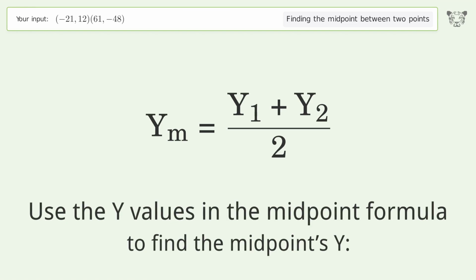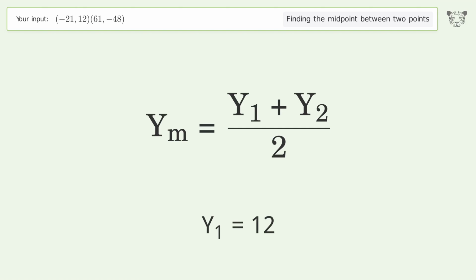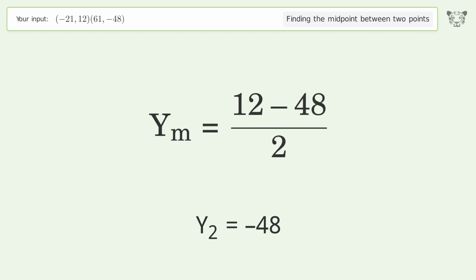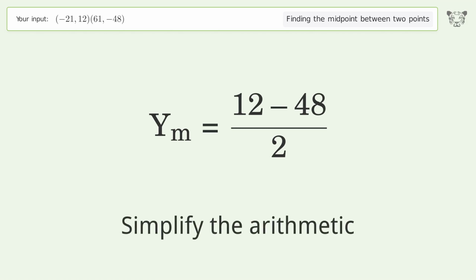Use the y values in the midpoint formula to find the midpoint's y. y1 equals 12. y2 equals -48. Simplify the arithmetic.